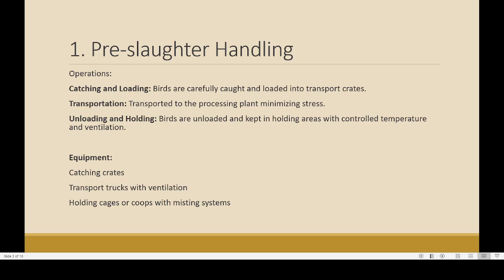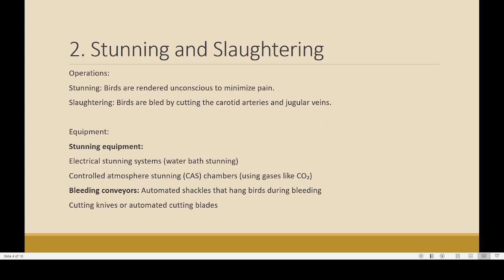So these are the equipment that we use: catching crates, transportation trucks, which we have seen, and holding cages. I think there are some videos available. So these are the first steps involved in pre-slaughter handling.